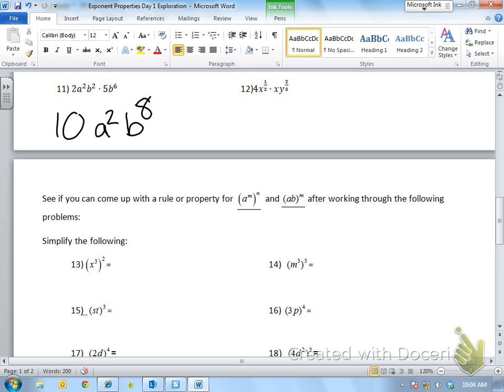And then what about 12? What makes 12 different? Aaron? There's fractions. We have some fractions involved now. That makes things different.